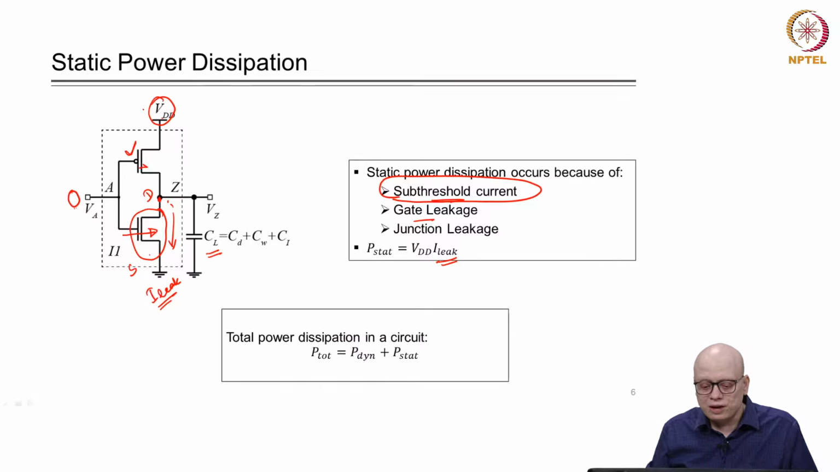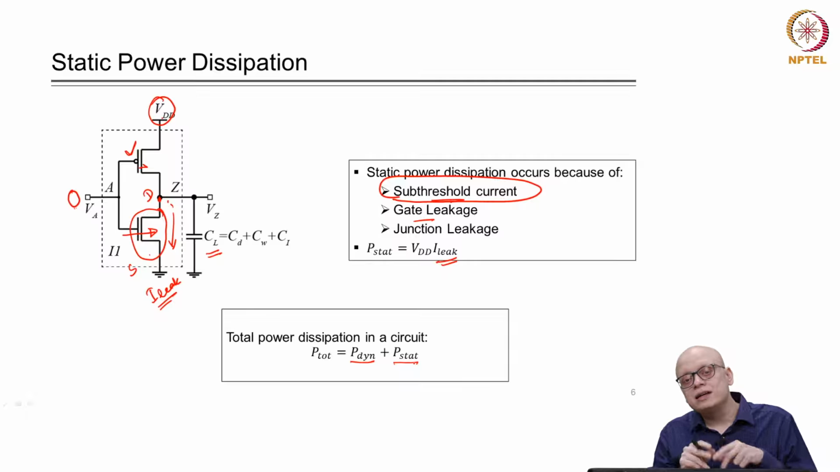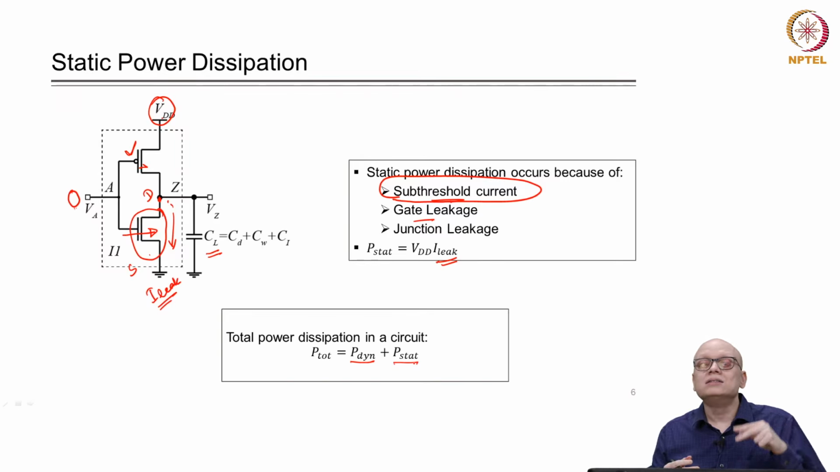So, we can get the static power dissipation. Now, if we want to get the complete view of the power dissipation in a CMOS circuit, there are two types of power dissipation. The first is the dynamic power dissipation and the second is the static power dissipation. And dynamic power dissipation is again of two types, the switching power and the short circuit power dissipation. So, using the formulas that we discussed, we can compute the total power dissipated in a CMOS circuit.